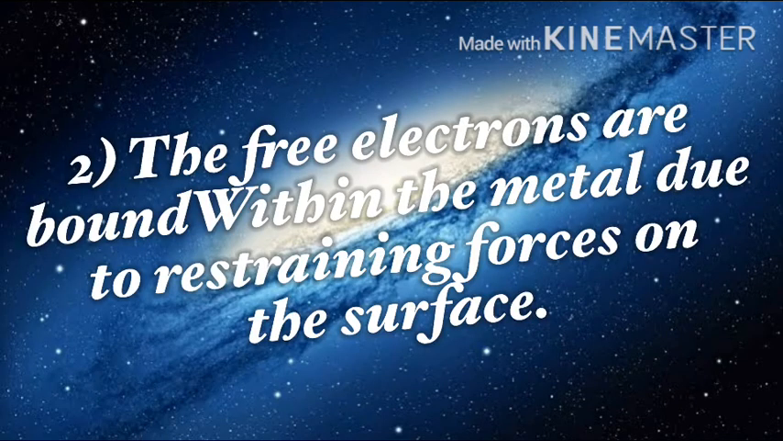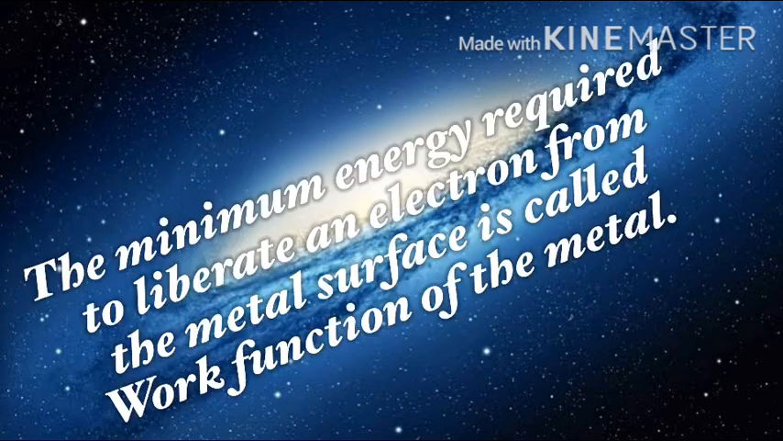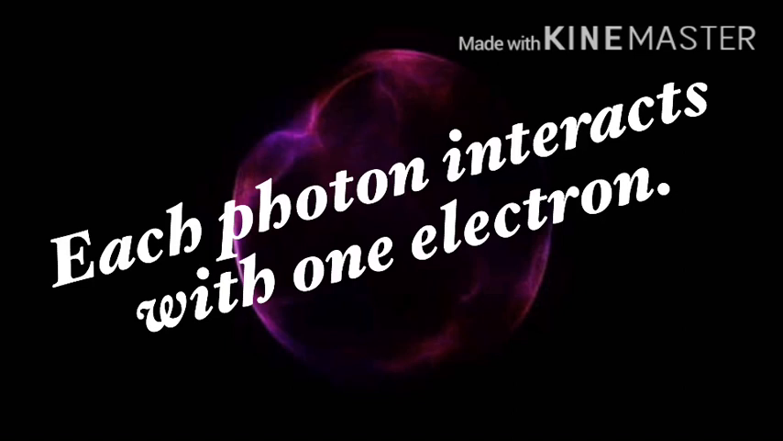Now, next point. The free electrons are bound within the metal due to restraining forces on the surface. The minimum energy required to liberate an electron from the metal surface is called the work function of the metal. So, this point says that the free electrons of the metal are bound due to the restraining forces present in the metal, and the minimum energy that is required to eject an electron from that surface is called the work function of that metal.